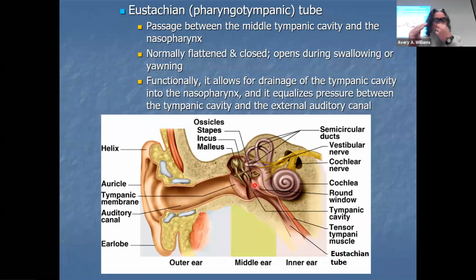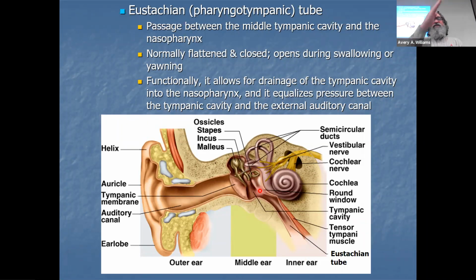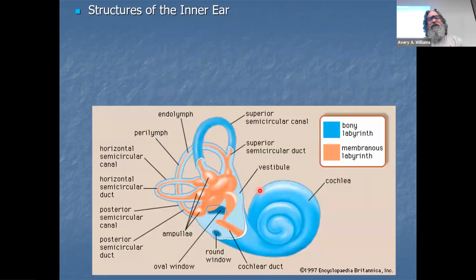And so if you hold your nose and blow, what you're doing is you're forcing air up your eustachian tube into that cavity, and you're neutralizing the pressure that way. So it's just kind of working in reverse. Anyway, that's probably more than you needed to know. So that's the middle ear.